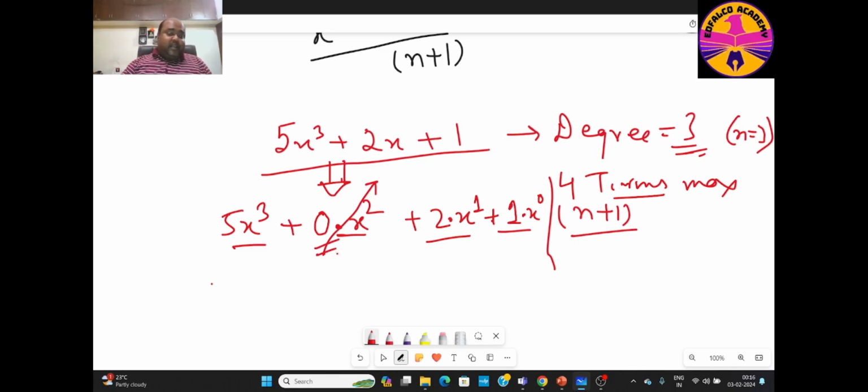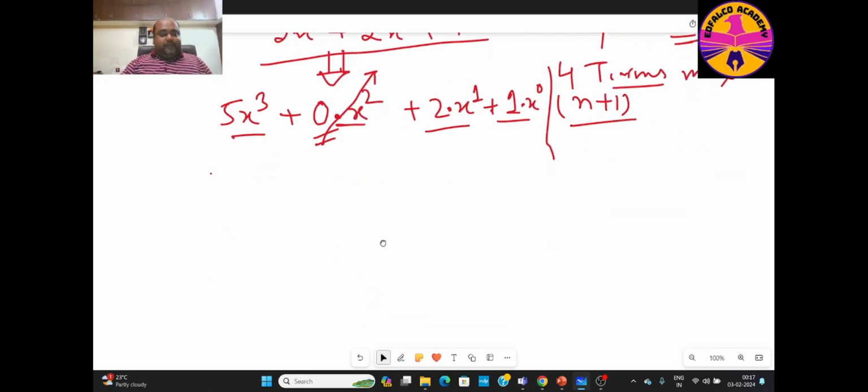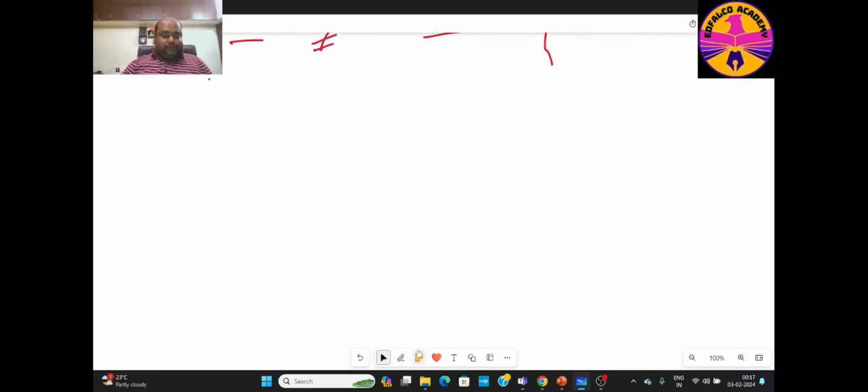So when we say that there will be n plus 1 terms, we are not saying that it will always have n plus 1 terms. N plus 1 is the maximum number of terms that it can have. Obviously, it can have fewer than n plus 1, but it cannot go beyond n plus 1. It will always be either n plus 1 or below n plus 1. That's one thing I wanted to explain. So now let's move on.